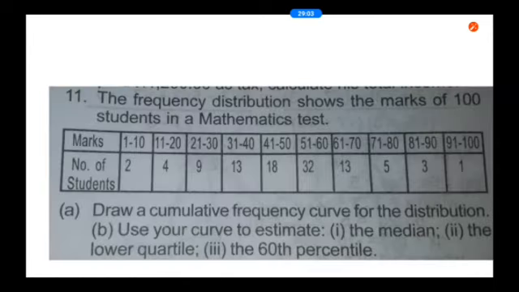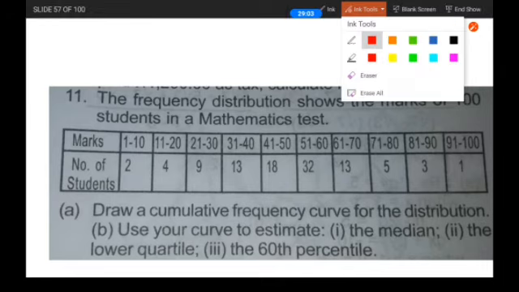We are going to leave this. We have solved that before. Look at this question here. This is a question on cumulative frequency. It will surely come out. The frequency distribution shows the marks of 100 students in a mathematics test. We have their marks in grouped form, and we have the frequency. Draw a cumulative frequency curve for the following. Then use your curve to estimate the median, the lower quartile, and the rest of them.